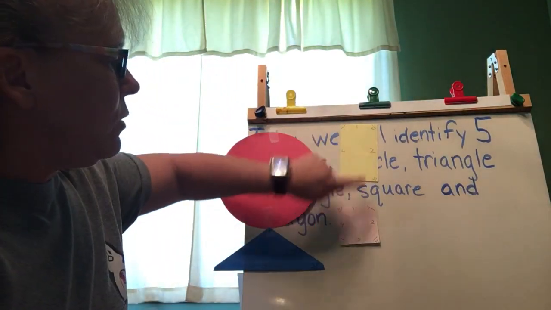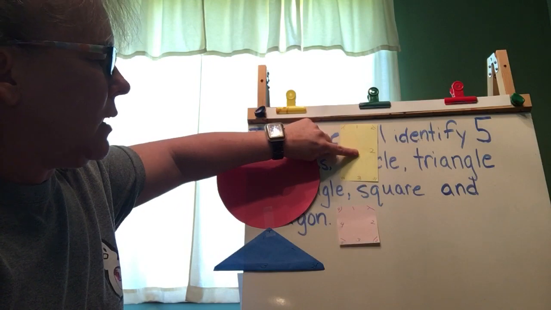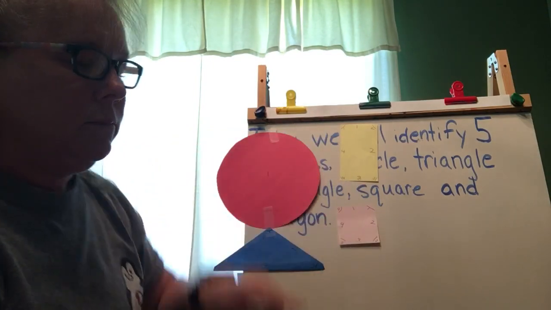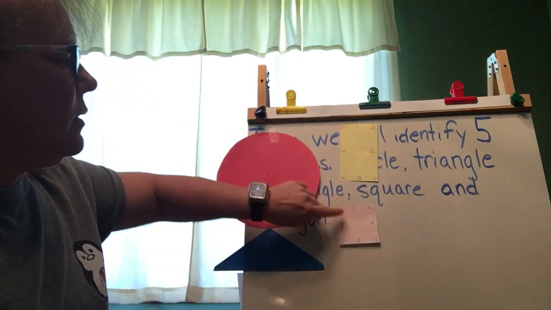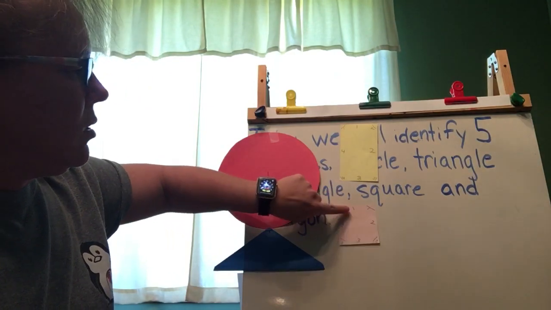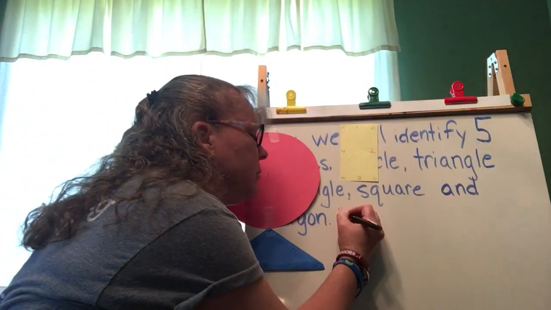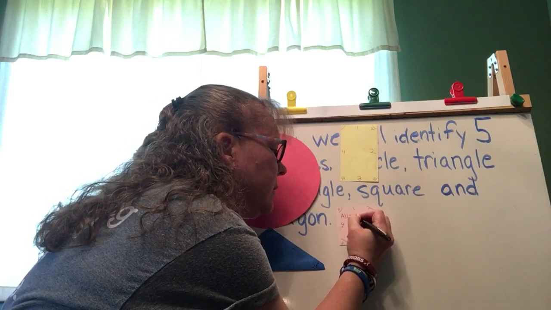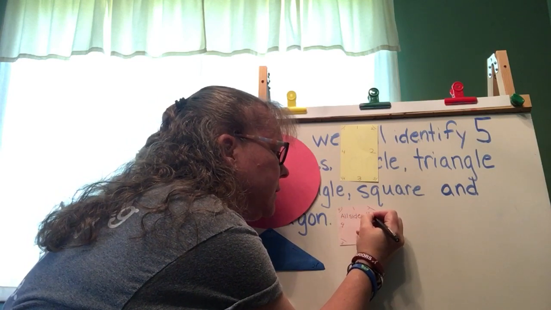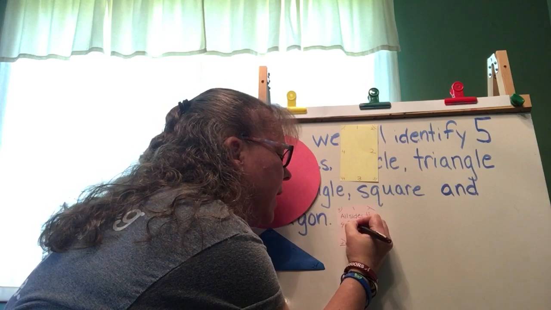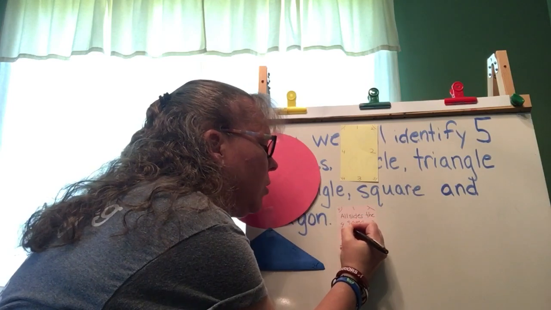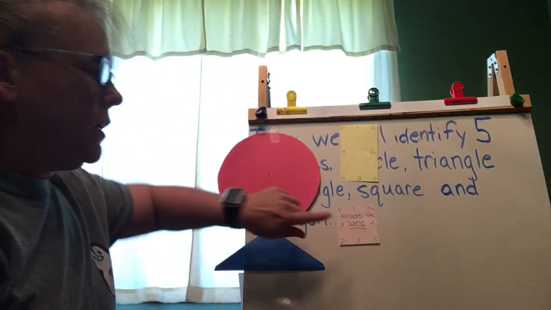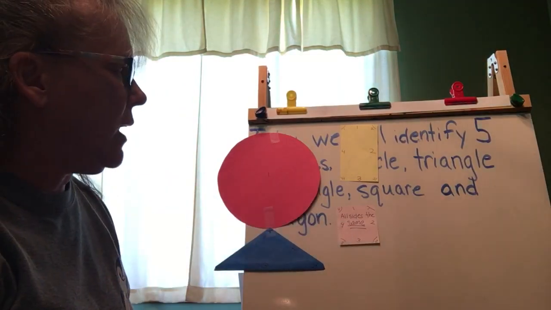But what do you notice different about a rectangle and a square? The length of the sides. All the sides are the same. So I'm going to write all sides the same. So all sides in a square are the same.